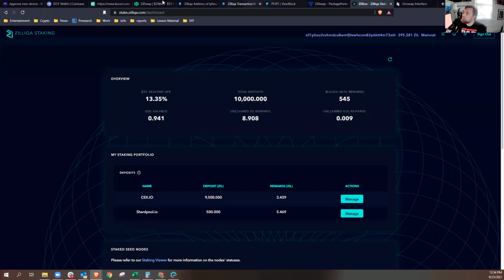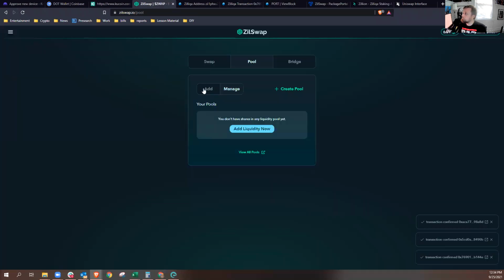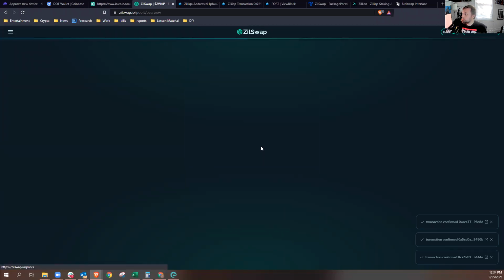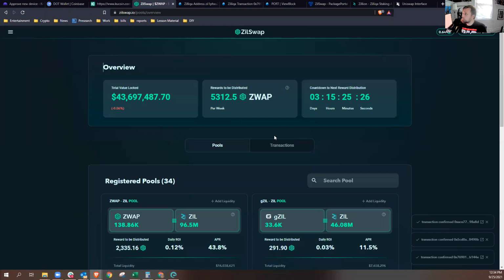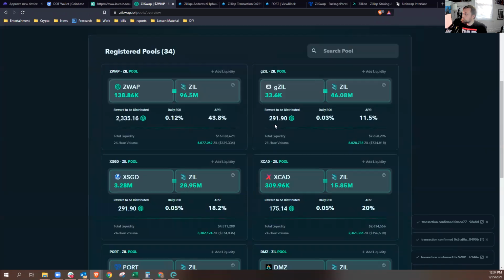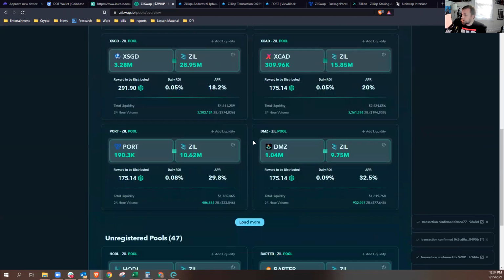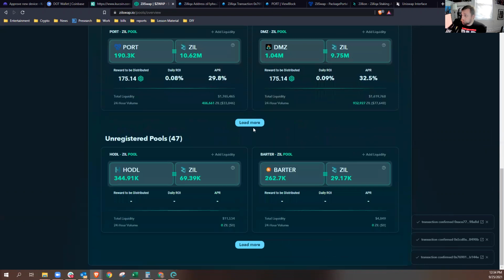So let me find where I was on this little swap. All right, I added liquidity. So you can find different pools to join. And it looks like these ZWAP, the ZIL swap token and Zilliqa, you get an annual percentage rate of 43.8% return. That's not too shabby.